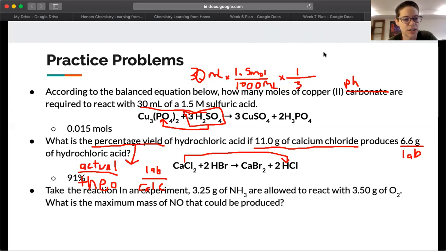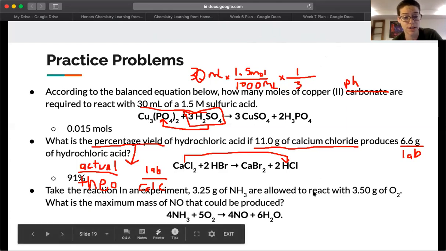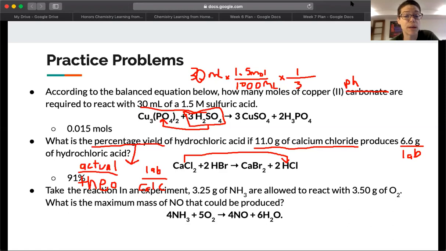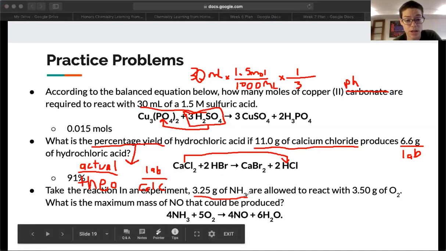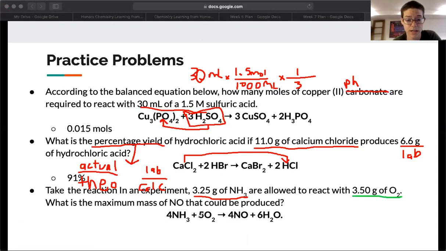The last one, take the reaction. In an experiment, 3.25 grams of ammonia are allowed to react with 3.50 grams of oxygen. What is the maximum mass of NO that could be produced? So you should be able to recognize that. How many givens do you have in this problem? 2. There's this one, and then I have this one. 2 different things, right? You remember what it's called when you have 2 different givens, 2 different reactants?